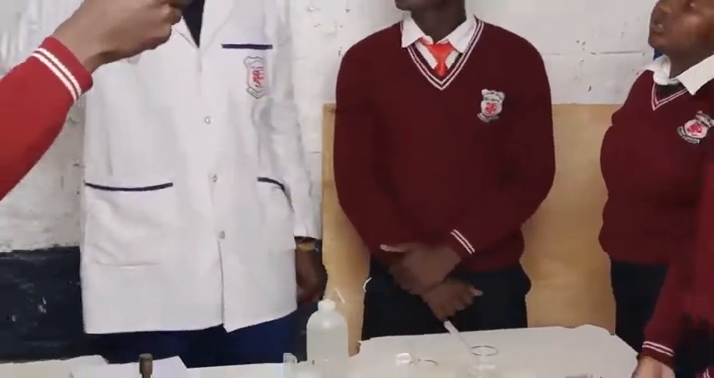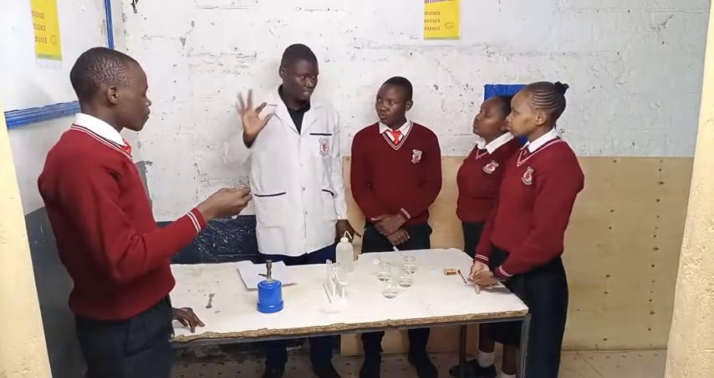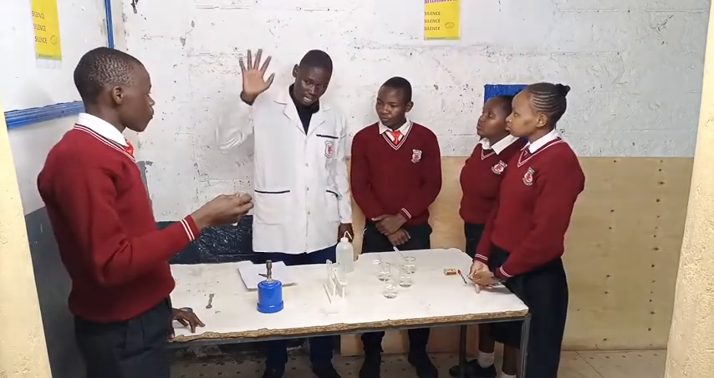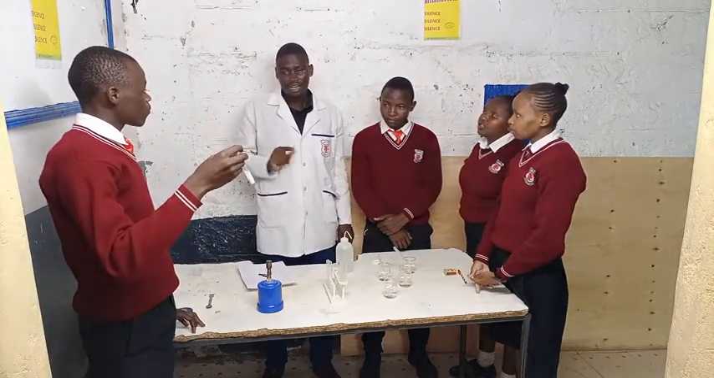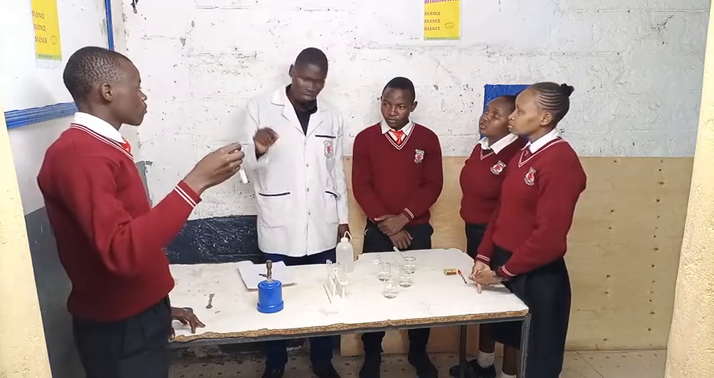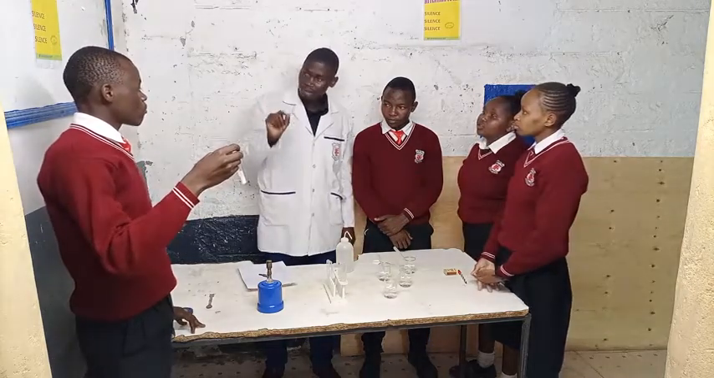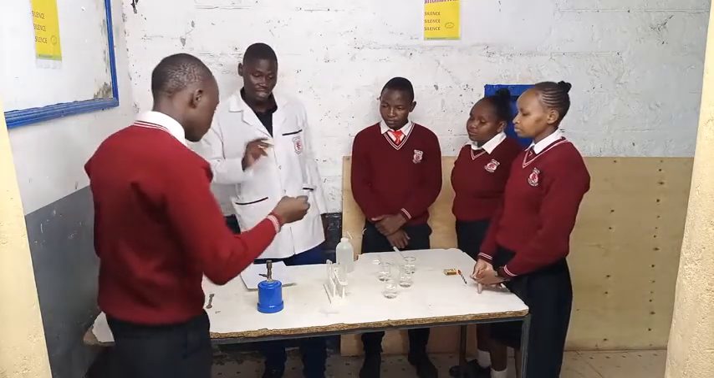Now, which inference can we make? The inference is writing those cations that are present. These cations are lead 2 ions, calcium ions, magnesium ions, and barium ions. They are present.